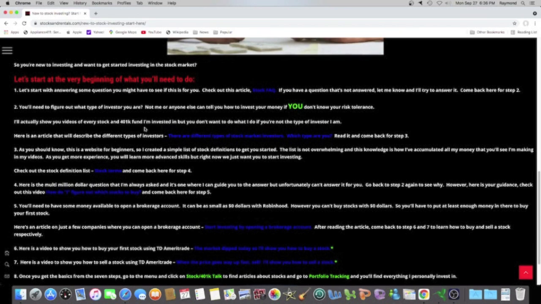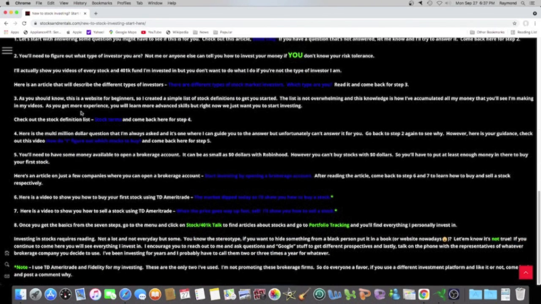And each step will take you to a page that will describe stock market terms. It will help you decide what type of investor you are. I go over how to figure out which stocks to buy. I actually show you how to buy a stock and sell a stock. I do that with TD Ameritrade, but all the principles that I'm showing you will apply to any company that you decide to open up your brokerage account with. Again, every step is right here.